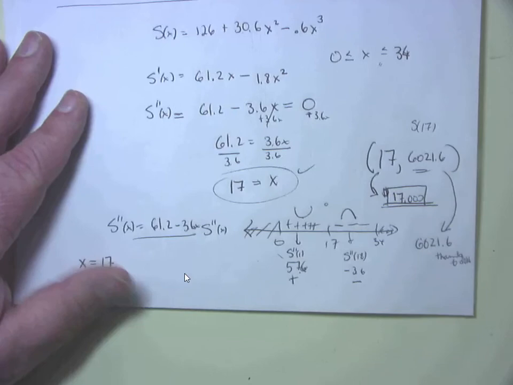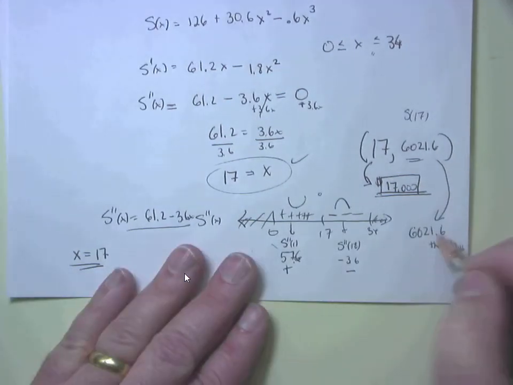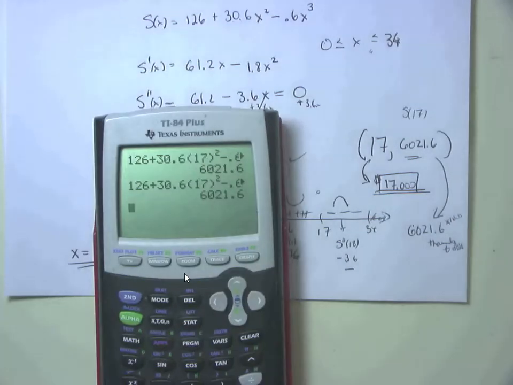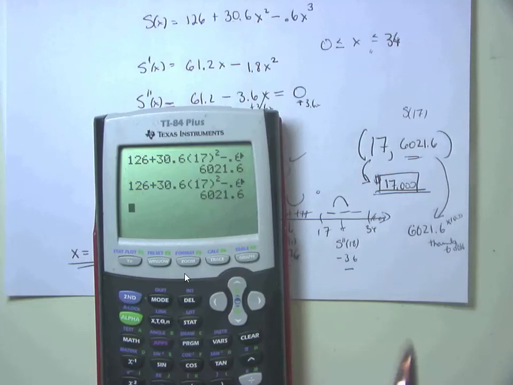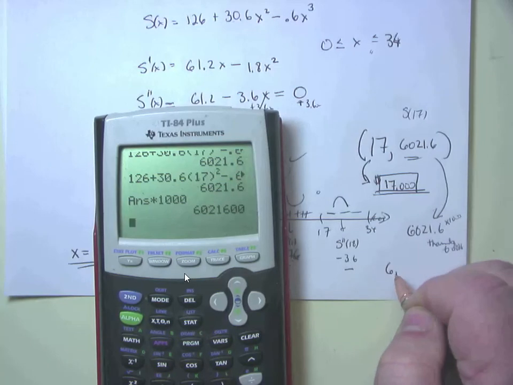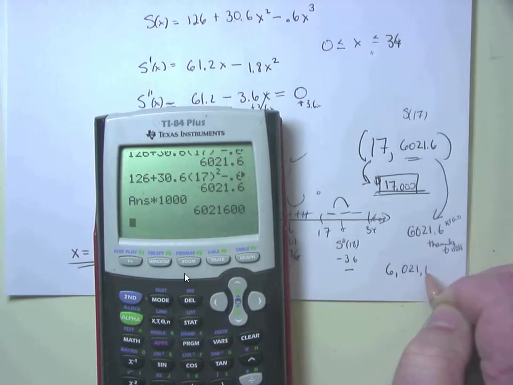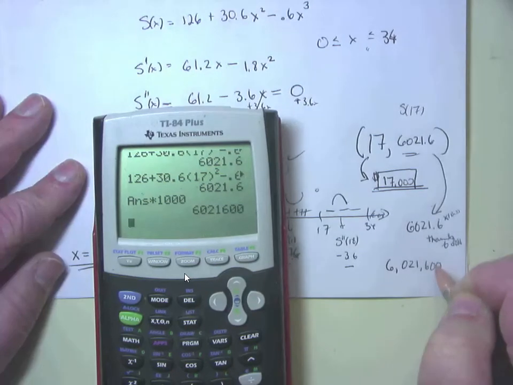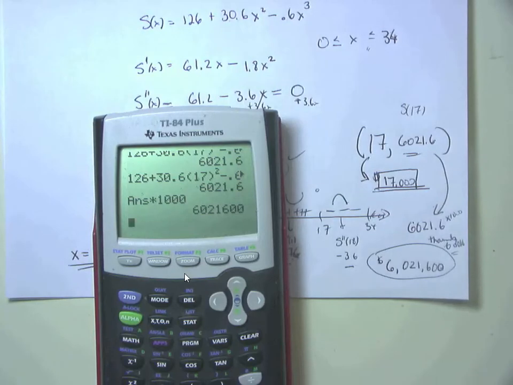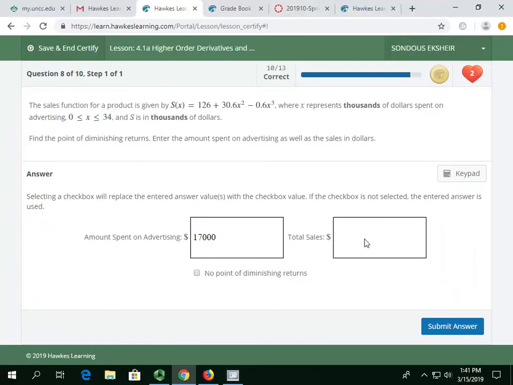How much is that? Good. So you basically multiply this times 1,000, and I'll do that for you guys, just to show in the calculator, because this is 6,021.6 thousands of dollars. To turn into dollars, you multiply by 1,000, and that gives you $6,021,600. Because they want it in dollars. Does that make sense? You got to actually pay attention to the units on this stuff. So I'm going to come over here and type that in. $6,021,600.